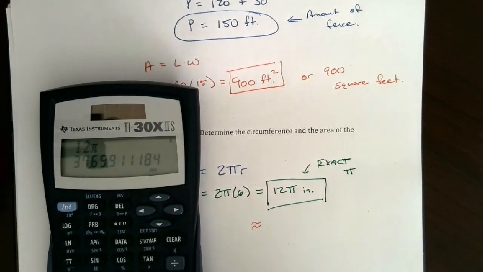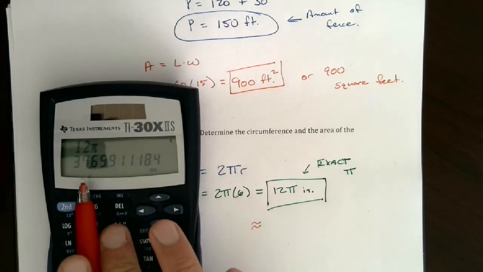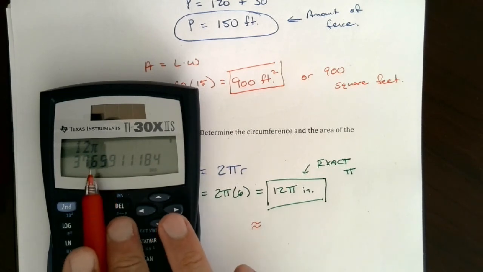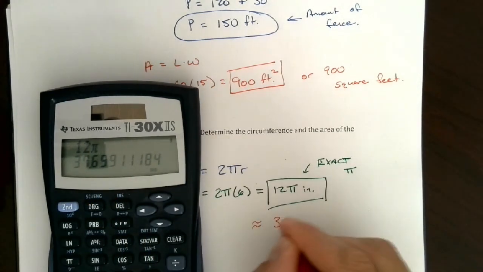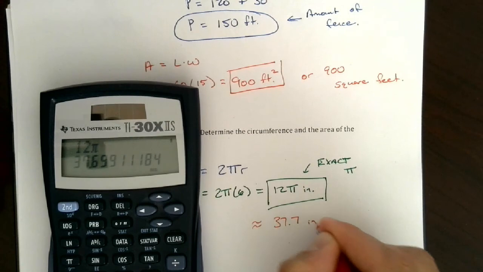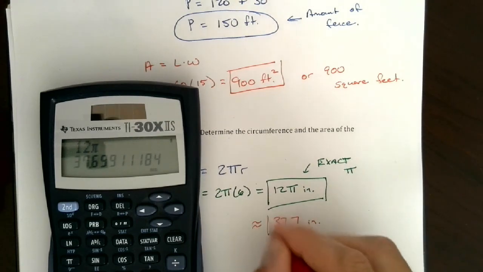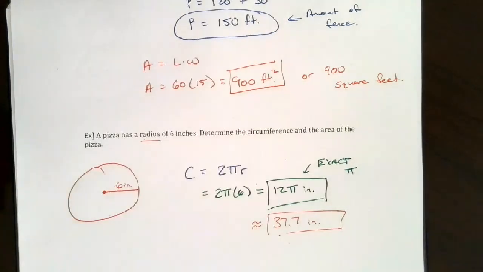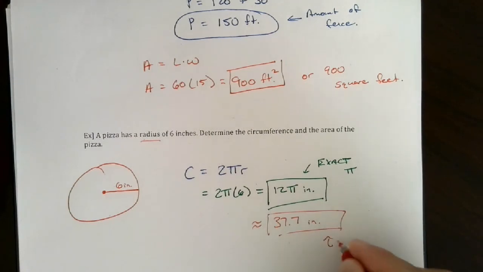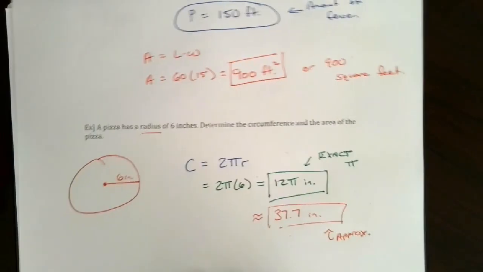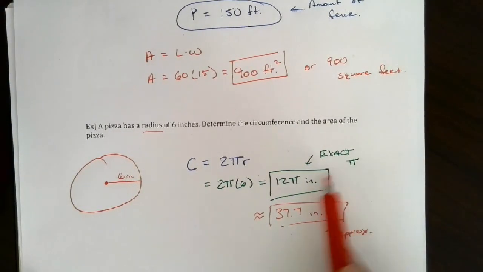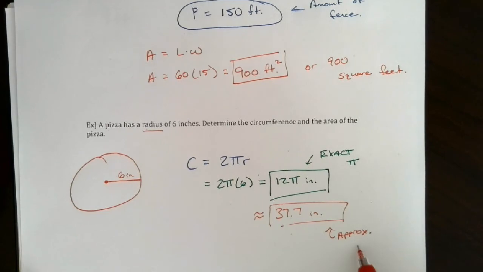Let's say we'll round to the nearest tenth just for our approximation. So that means 37.6, the 9 rounds that 6 up to a 7. So it'll be 37.7. The units are still inches, but make sure you know this is an approximation. That's why I use that squiggly equal sign, because this is an approximation now. As soon as you turn pi into a decimal, you're approximating it. Alright, so make sure you know the difference between an exact answer, which leaves it in terms of pi, and an approximation, which leaves it as a decimal.